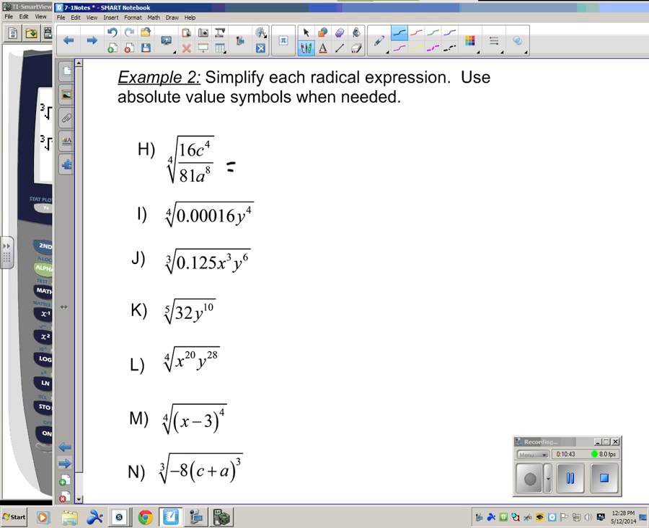So the fourth root of 16 there is 2. And then you get c to the 4 over 4. And then down here, the fourth root of 81 there is 3. And then a to the 8 divided by 4. So really you get 2c the first and 3a to the second.